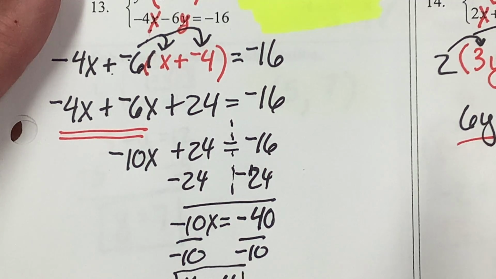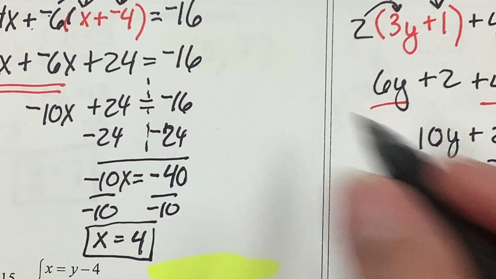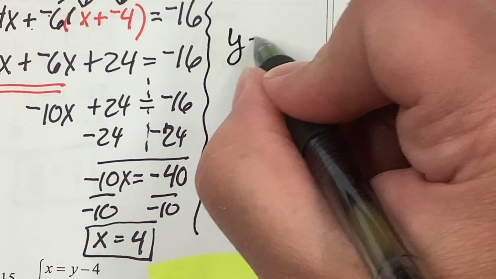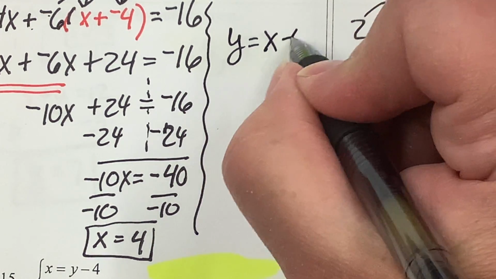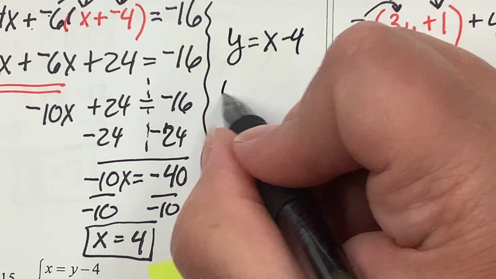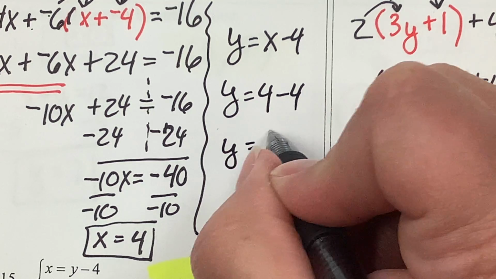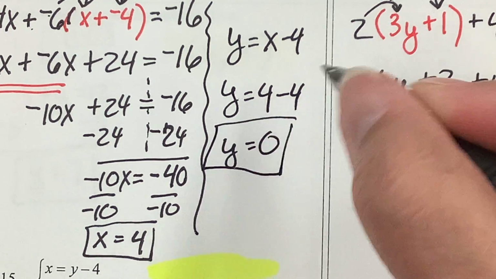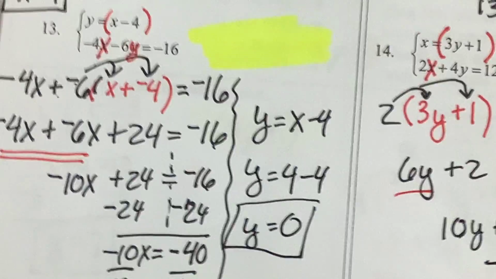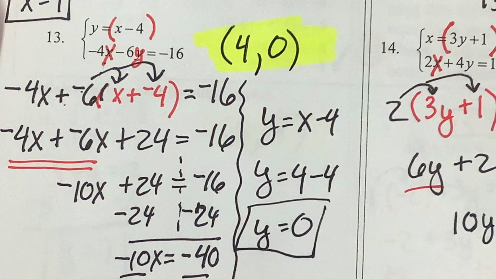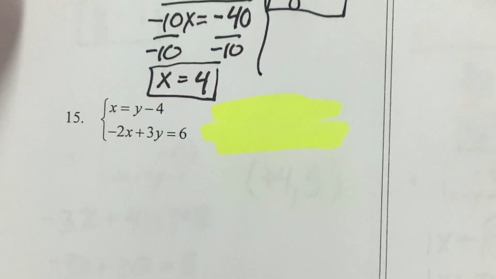Okie dokie doodle. There's my positive 4. Y equals x minus 4. Y equals 4 minus 4. Y is 0. X is 4. Y is 0. Put that back here. And we're done. Not too bad, not too shabby.